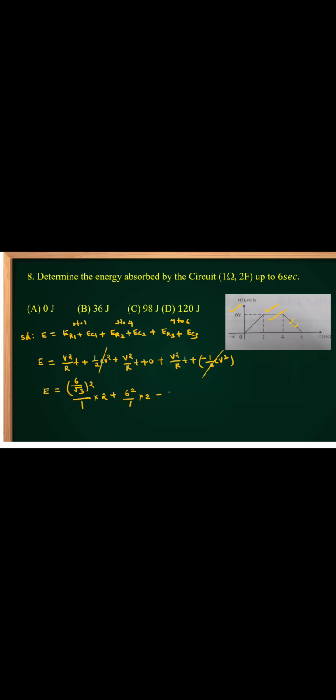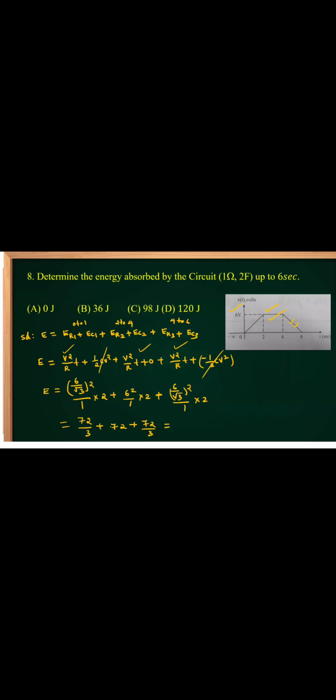This is also triangular. That is 6 by root 3 whole square into R into T. T is 2 seconds. This is cancelled, this is 0, then I substituted this and this and this. How much can you get? 72 by 3, 36. Plus this is 72. This is 72 by 3.